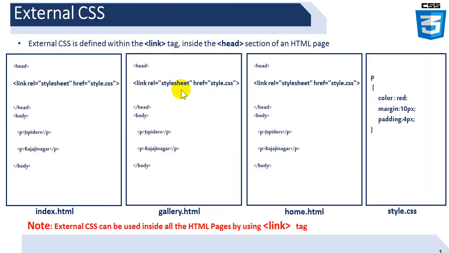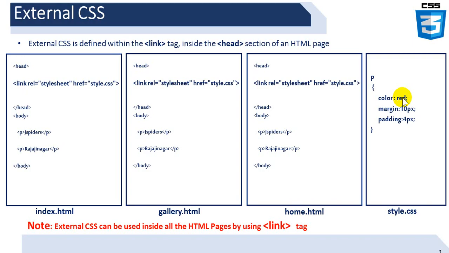Similarly, we have seen external CSS. We have to create a separate file with a .css extension, then add it with the help of the link tag. External CSS is better, and we always use this in industry. We don't usually use inline CSS or internal CSS. Sometimes we use inline CSS, because it overrides external CSS as well as internal CSS properties.